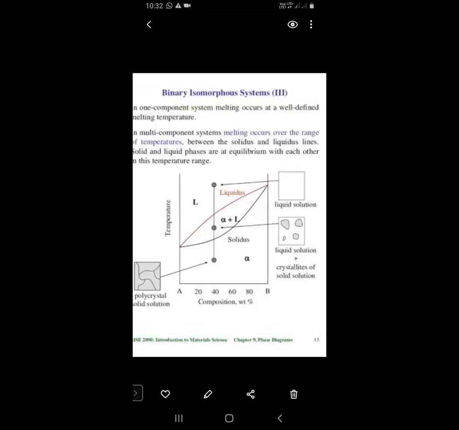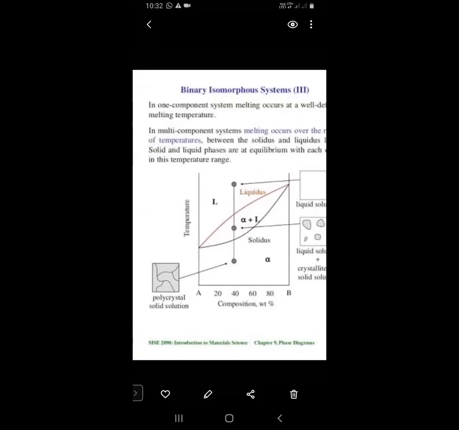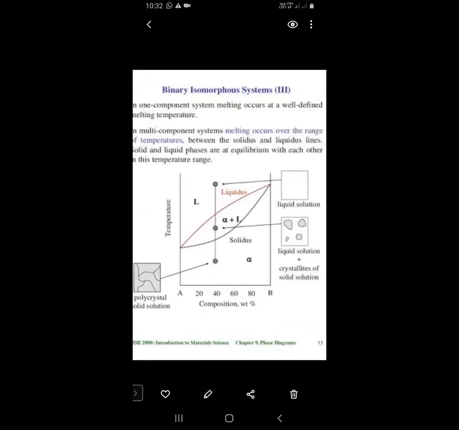The first phase diagram is the binary isomorphous system. Copper-nickel is the best example of the binary isomorphous system. On heating it is first liquid, then with decreasing temperature it becomes solid plus liquid. Finally, when it crosses the solidus line, it is all solid.